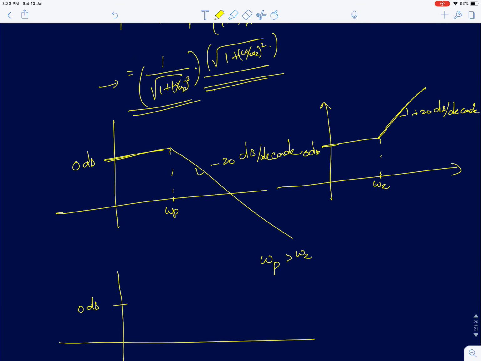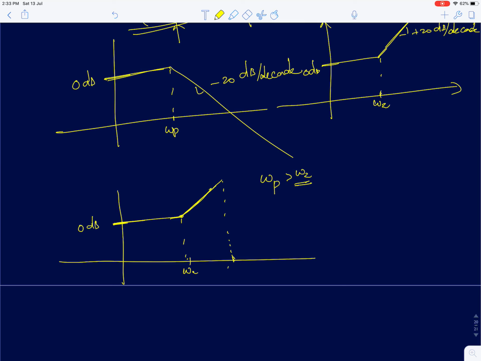Okay. Now as I said, omega z is smaller, so first you will encounter the zero. When you encounter the zero, after that your gain is going to increase with a slope of plus 20 decibels per decade. After some time you are going to encounter a pole. At that point the pole will try to reduce the slope by 20 decibels per decade. So the zero will try to increase it by 20 decibels per decade, the pole will try to reduce it by 20 decibels per decade, so the overall gain will remain constant. Now what is the value of this gain? That you can very easily find by substituting omega equal to omega p in this expression.